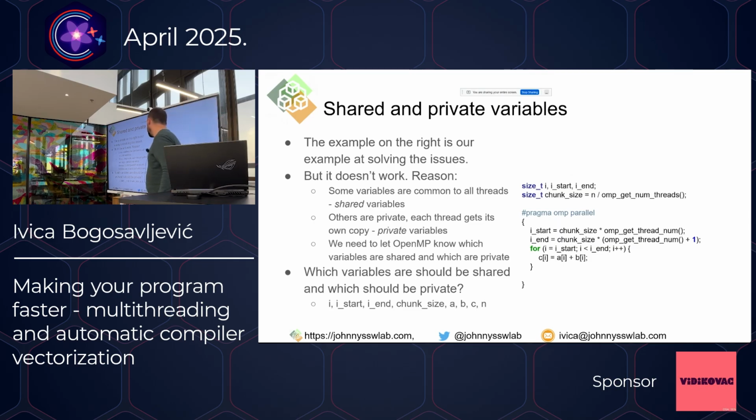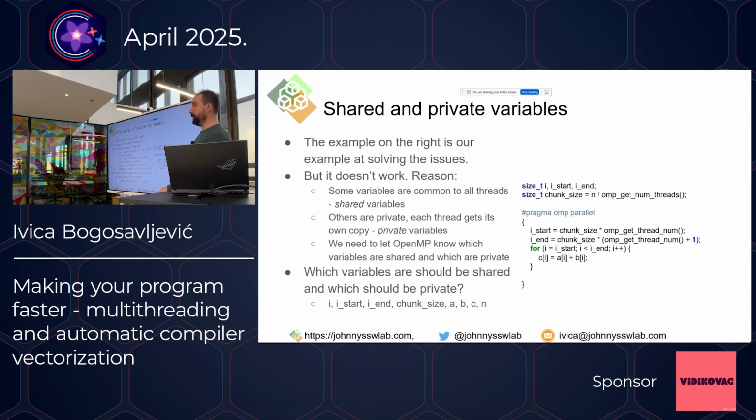Now the question is, if I implement it like this, some things don't work. What's the problem here? When you're using multithreading, in multithreaded programs, you have shared variables that are shared among all the threads, and you have private variables, where each thread gets its own copy. Can you guess which variables here are shared and which are private? Is chunk size shared or private? Shared. And this i, is it shared or private? It should be private.